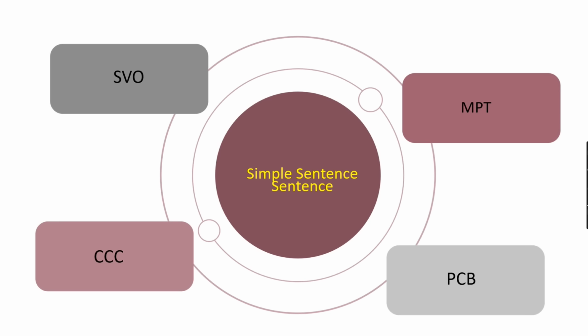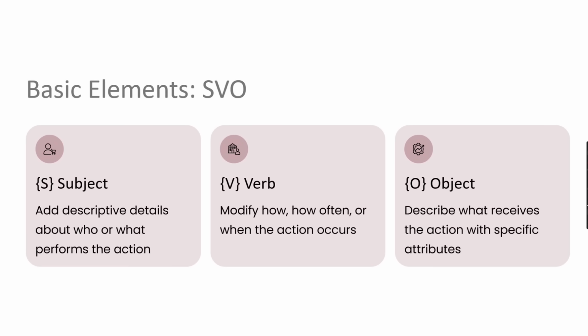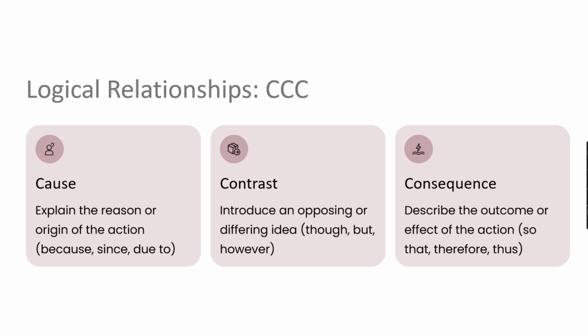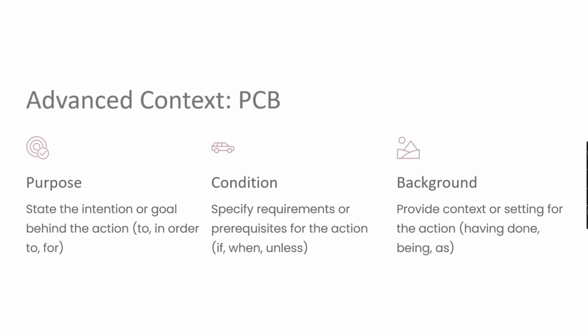It will help you add MPT detail to your verb, CCC detail to your subject and PCB detail to your subject. Using this method, you can clearly understand how simple 2 or 3 word sentences are enhanced, adding information, words, phrases or clauses to the subject, verb and object. You can add additional information to a sentence using MPT elements. You can build logic into your sentence using CCC and make sentences more advanced using PCB.